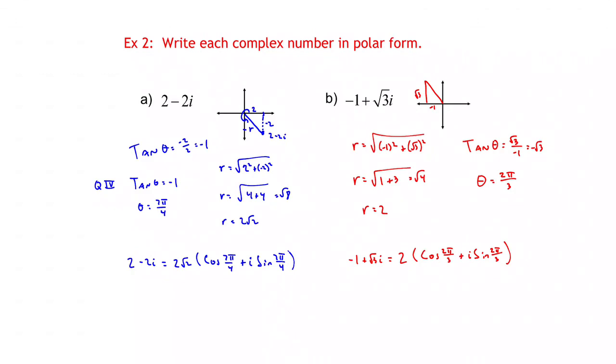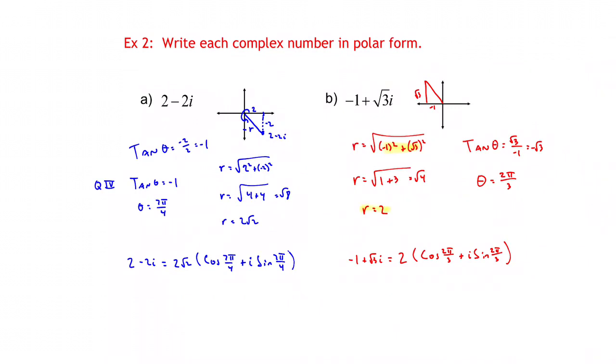All right, so hopefully you have now completed the problem. I found the r value. First I plotted the point so I could identify the x and the y, or the a and the b. And then I used the Pythagorean theorem, or the absolute value for a complex number, to figure out what that r value was. I came up with r is equal to 2.